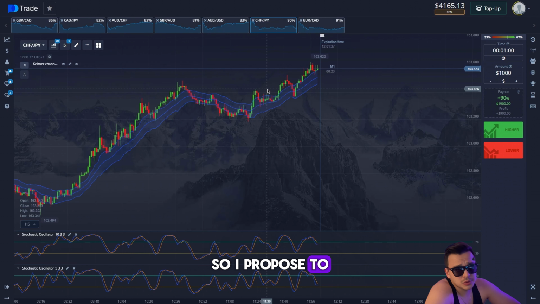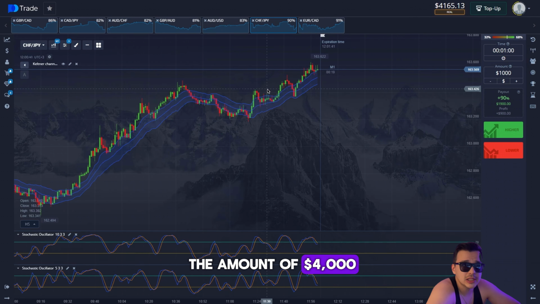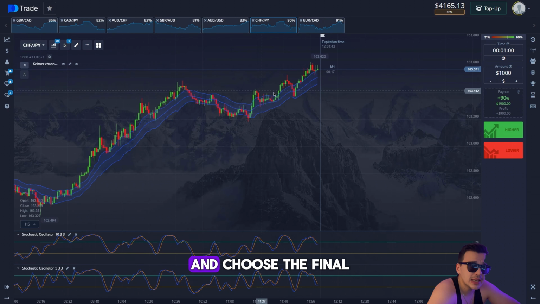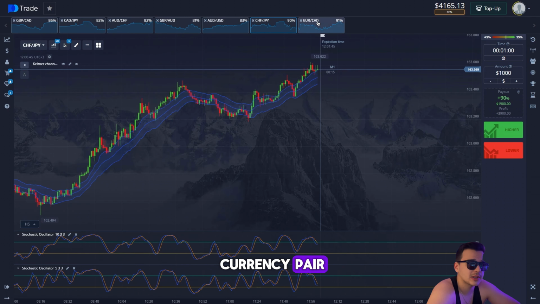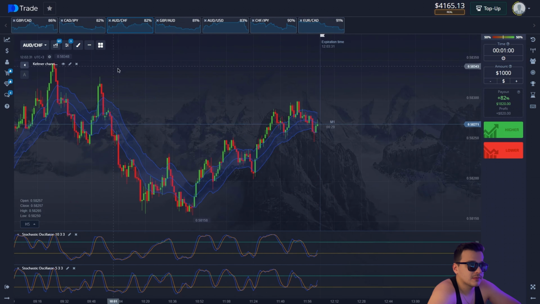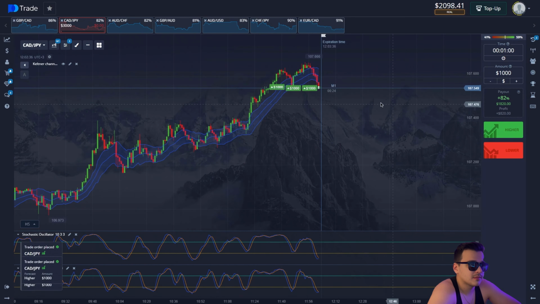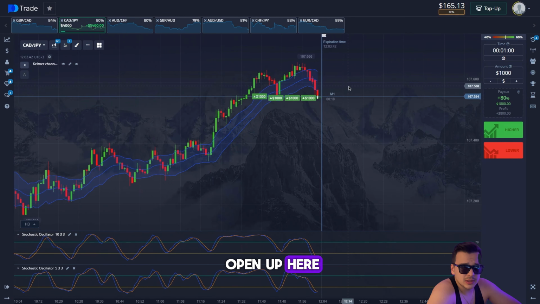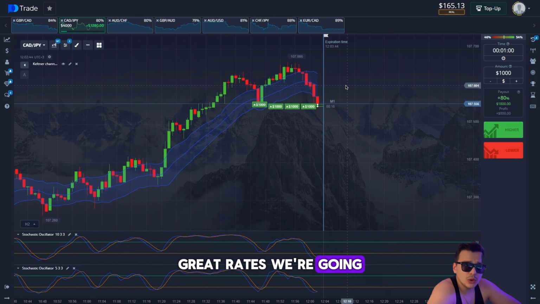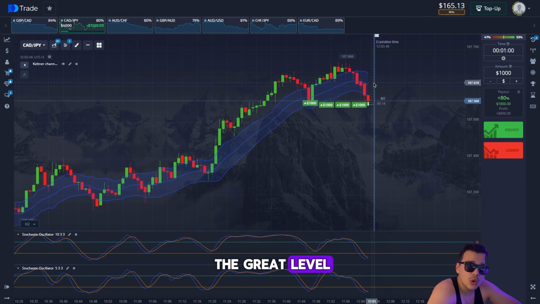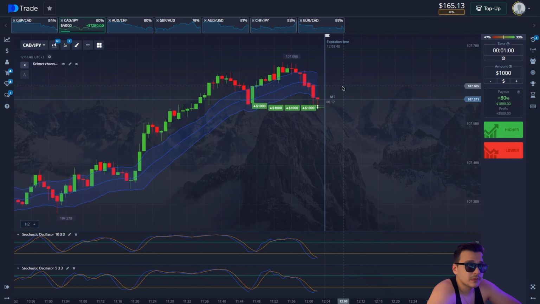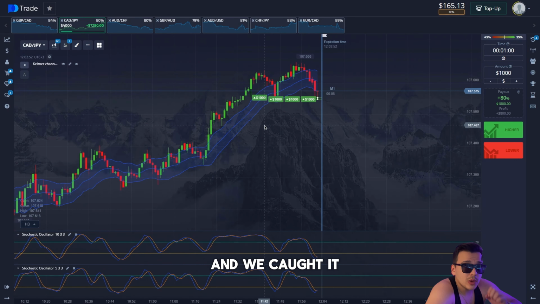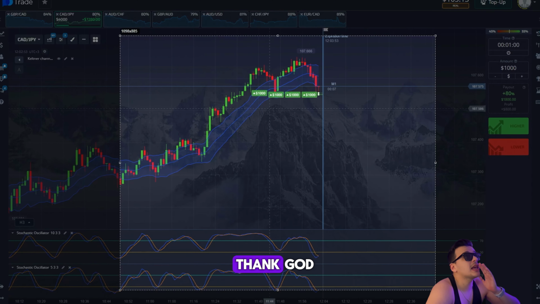So I propose to consolidate the result to open deals for the amount of $4,000. Let's open a deal on the rise and choose the final currency pair. We are going to open here, great trades. We are going to open at a great level on the upside. Look at this pullback, and we caught it, thank God.